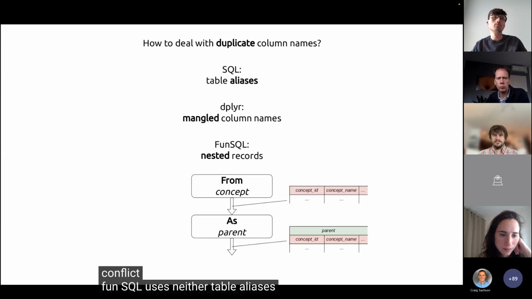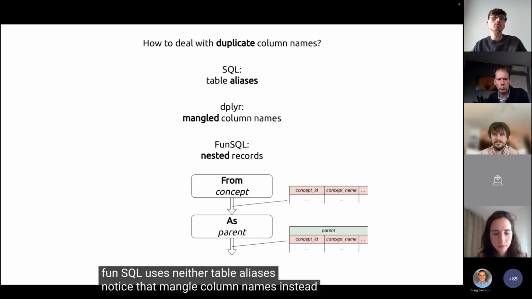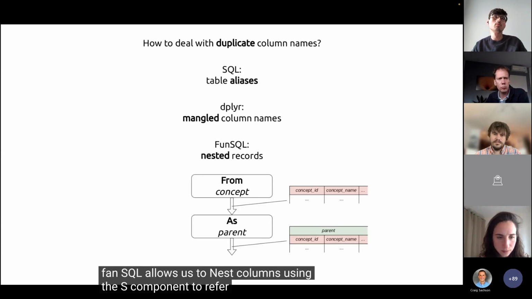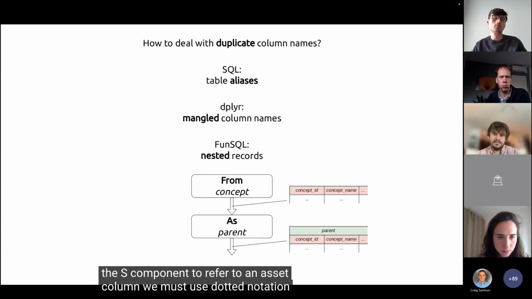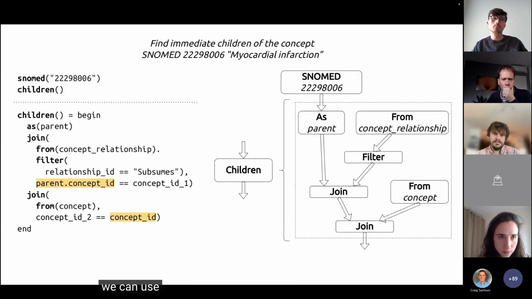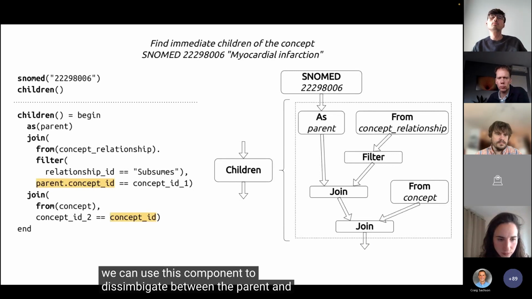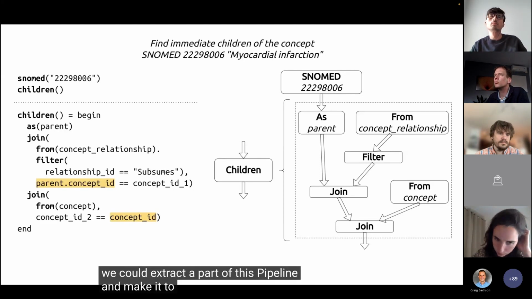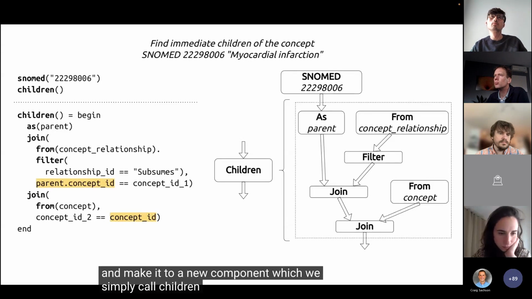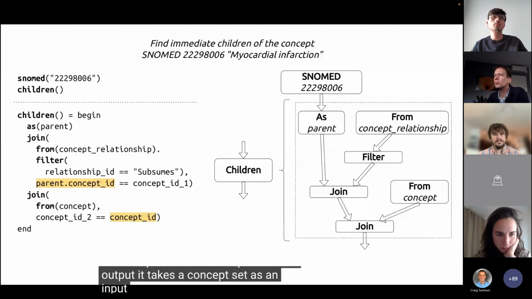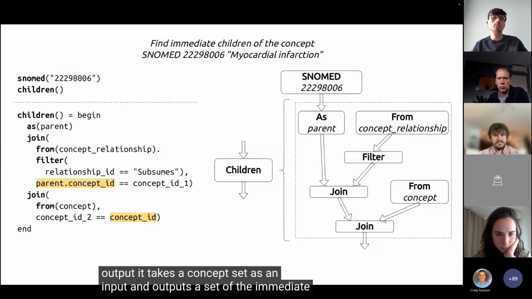FunSQL uses neither table aliases, nor does it mangle column names. Instead, FunSQL allows us to nest columns using the as component. To refer to a nested column, we must use dotted notation, parent.conceptID. We can use the as component to disambiguate between the parent and the child concept and finish the query pipeline. But we could do more than that. We could extract a part of this pipeline and make it a new component, which we simply call children. This component has one input and one output. It takes a concept set as an input and outputs a set of their immediate children.